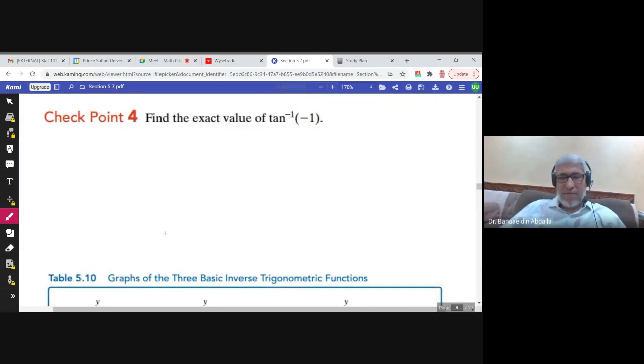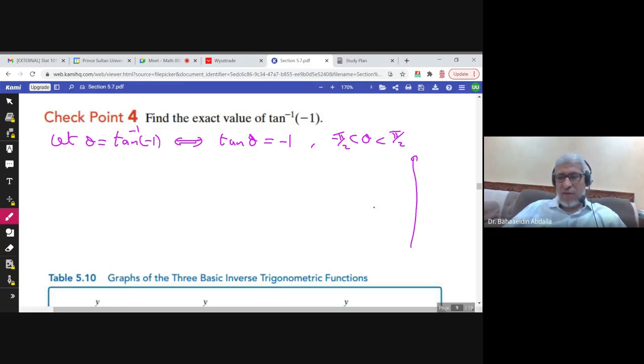Let us find tan inverse of negative 1. Let theta be equal to tan inverse of negative 1. Use the definition: if and only if tan theta equals negative 1. Now, remember that theta is between negative pi over 2 and pi over 2. It is in the first or the fourth quadrant, but tan is negative, so it should be in the fourth quadrant. Now, what is the angle with tan equals negative 1?